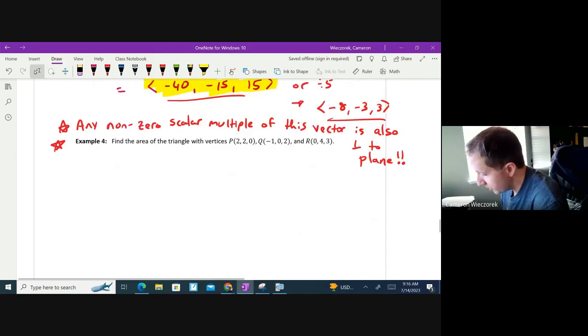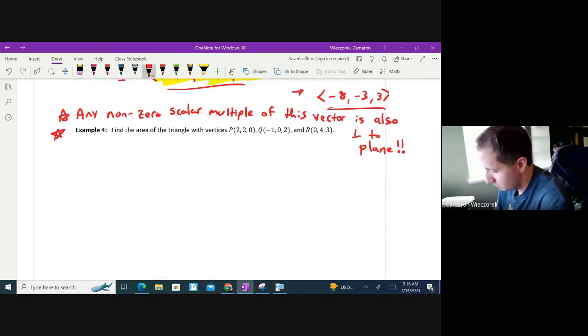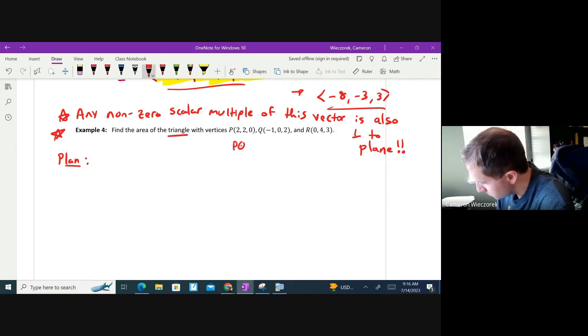Example 4, find the area of the triangle. Wait a second. We said parallelogram was what we were doing. Well, we'll see. Find the area of the triangle with these three vertices. Okay. Use a little bit of geometry here. Let's come up with a plan first. Let's say I have two vectors I'm going to create. One of them, I'm going to do what I did in the last one. I'm going to make one of my vectors PQ. Let's do that. PQ. And the other one's going to be PR. I need vectors to do this. So we'll compute those in a minute.